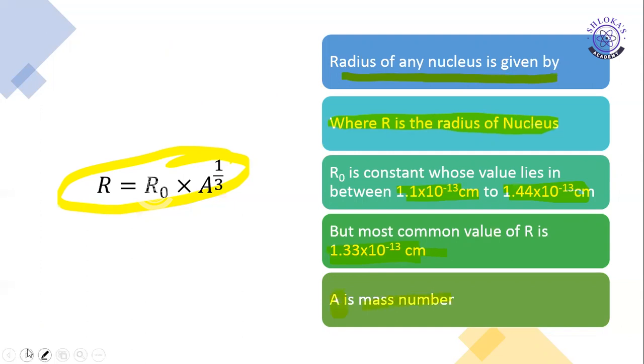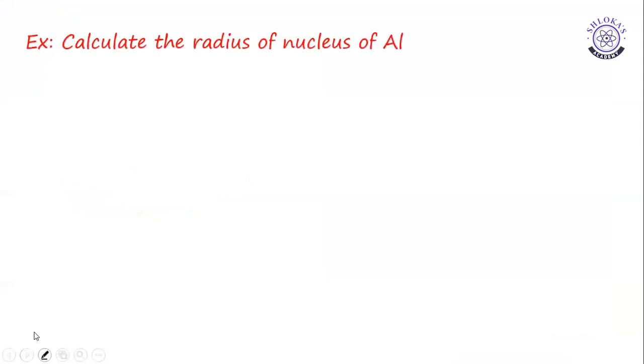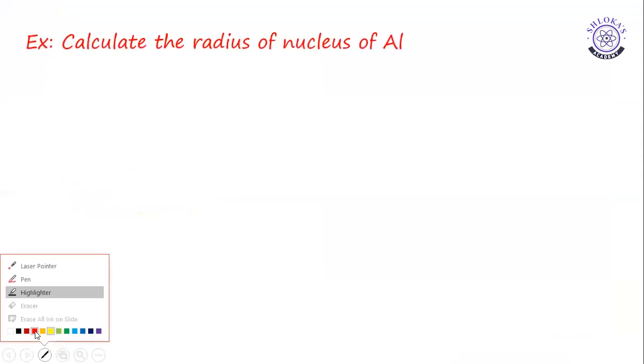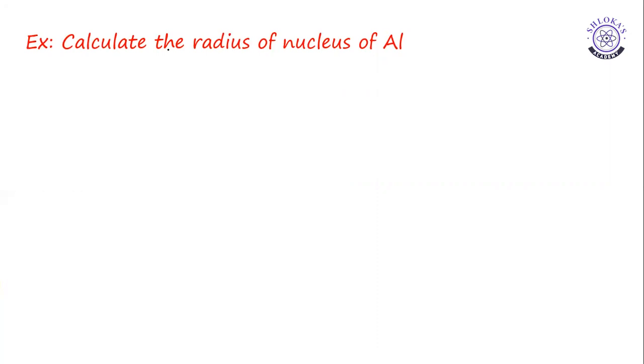Let me explain one example for the calculation of this radius or volume, anything. If you know the volume, obviously you can calculate the radius also, right? Calculate the radius of nucleus of aluminum. How do you represent the aluminum atom? Its atomic number is 13, and its mass number is 27.